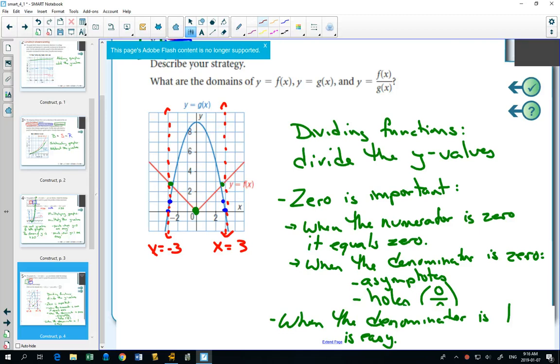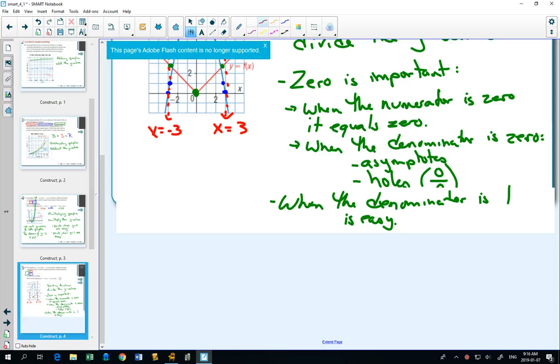Another thing that's easy is when the graphs intersect. What happens when the red graph and the blue graph intersect? What do you know about their y values?